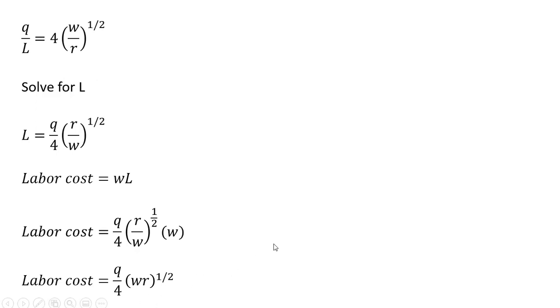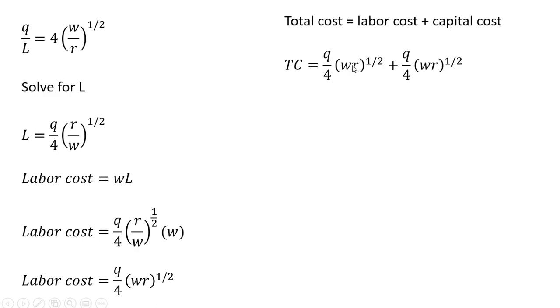So our total labor cost, now putting everything together, total cost is labor cost plus the capital cost. Plugging in our expression for the labor cost and the capital cost we found earlier. And now simplifying, we have our Cobb-Douglas cost function, total cost function.